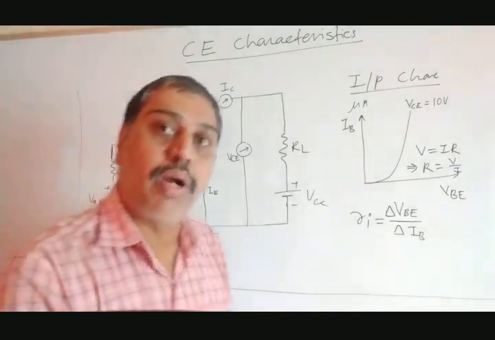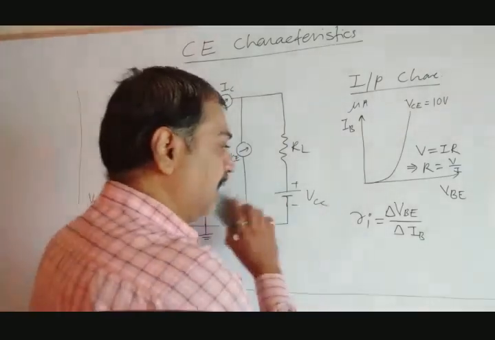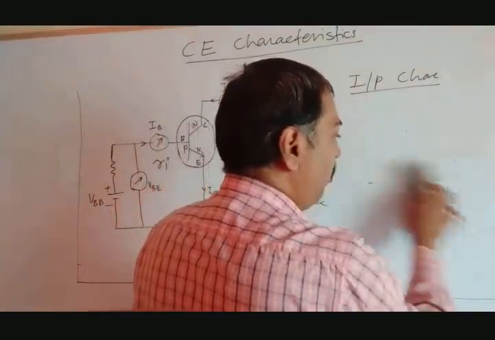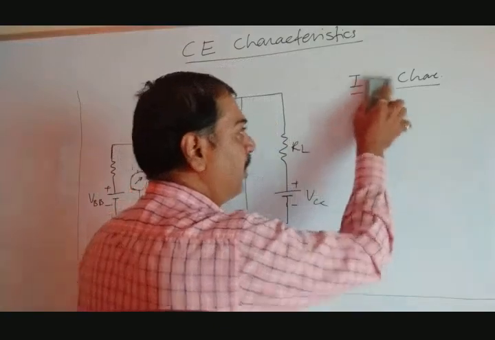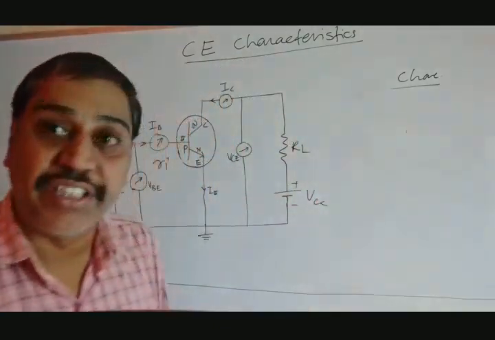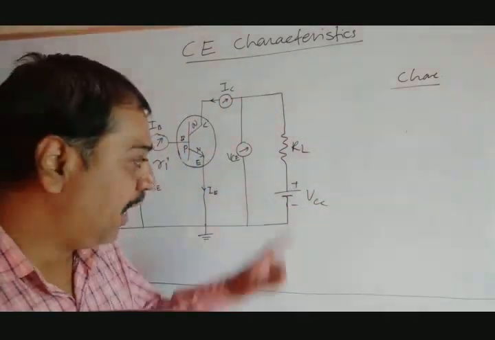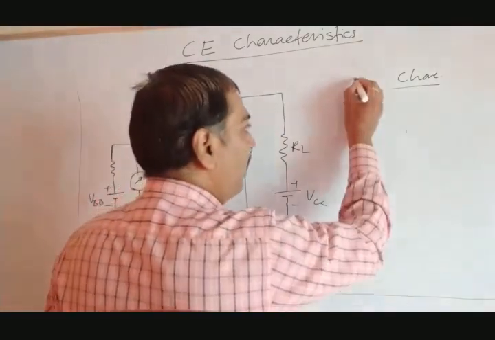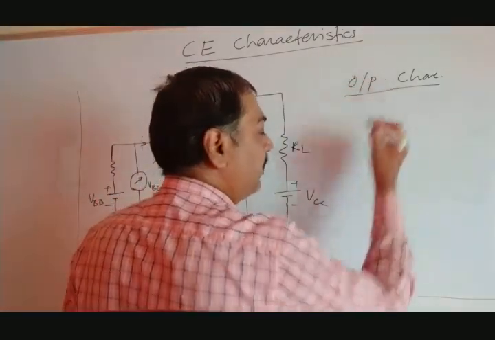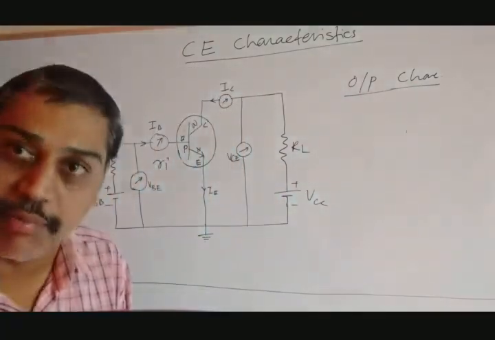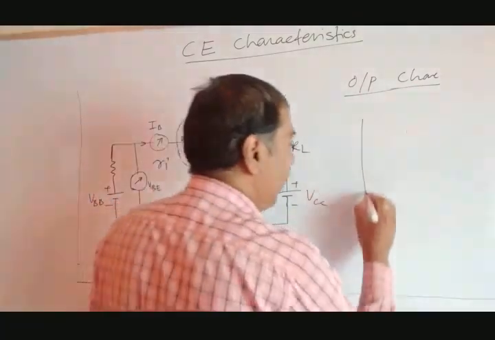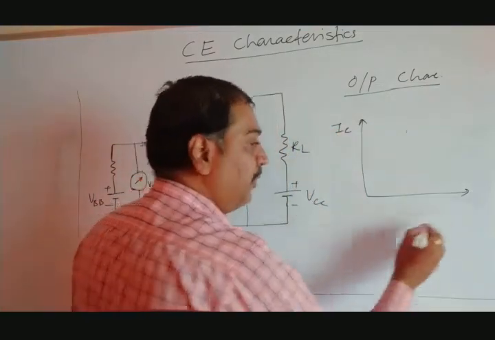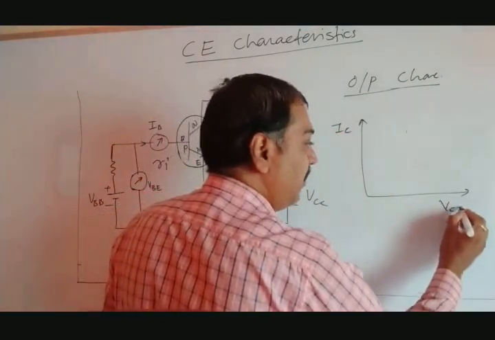Similarly, let's go toward the output characteristics. The circuit diagram remains the same. The only difference is that in output characteristics, we are going to measure the output variations, the variation of output voltage with the output current. So that we have to learn. Let's write it down here: the output characteristics. While doing this, the input current must be constant. So let's draw the diagram again. It is the variation of output current with the output voltage VCE.